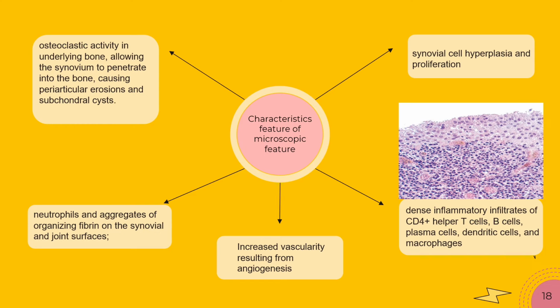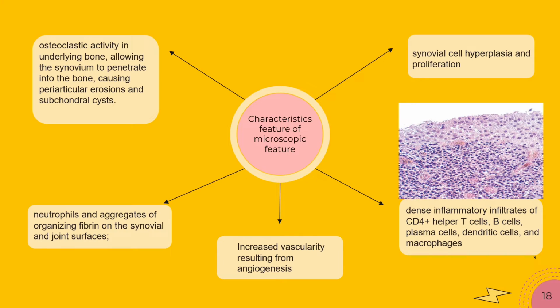Next, we move on to histologic feature changes in rheumatoid arthritis. The characteristic histologic features include synovial cell hyperplasia and proliferation, dense inflammatory infiltrates of CD4 plus helper T cells, B cells, plasma cells, dendritic cells, and macrophages. With that, I attach a diagram that shows all the elements.